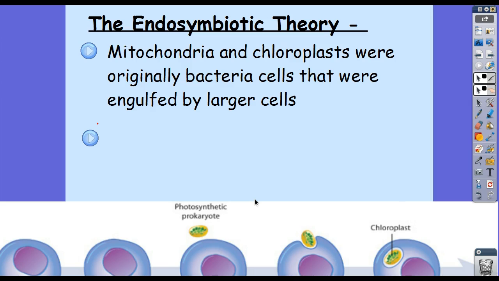Now again, scientists weren't around when this happened. This happened millions of years ago, so they had to use their good investigative skills to figure out that this is what happened. And so one of the things they did look at is, well, why do these parts of the cell have 2 membranes? And that's one thing that they looked at.